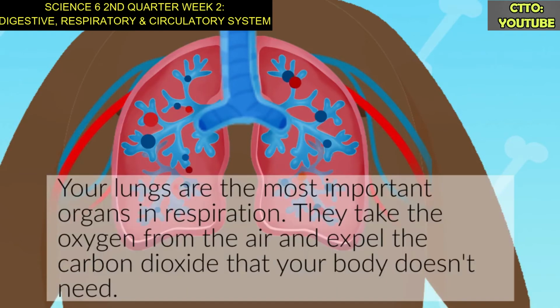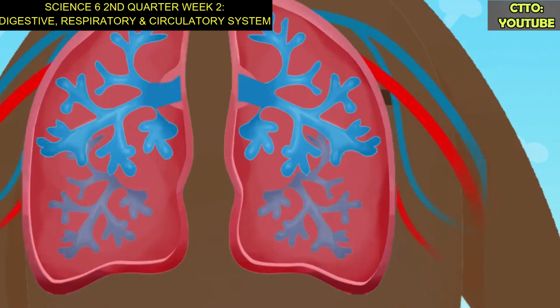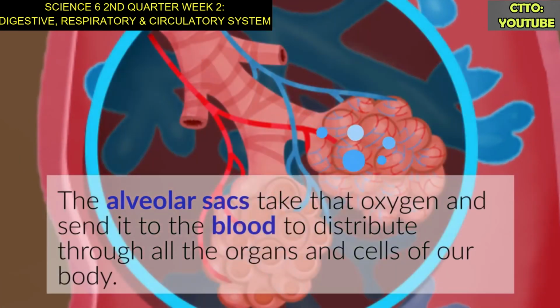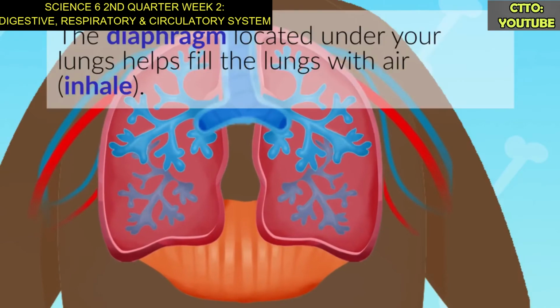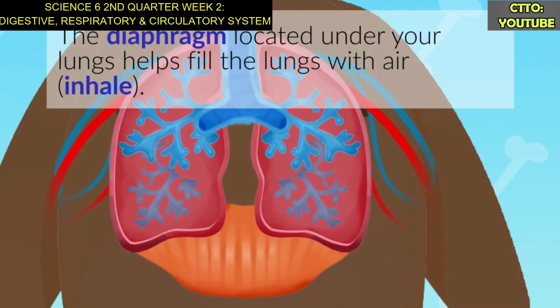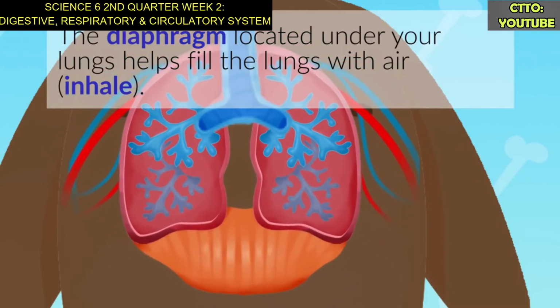Your lungs are the most important organs in respiration. They take the oxygen from the air and expel the carbon dioxide that your body doesn't need. The alveolar sacs take that oxygen and send it to the blood to distribute through all the organs and cells of our body. The diaphragm located under your lungs helps fill the lungs with air.